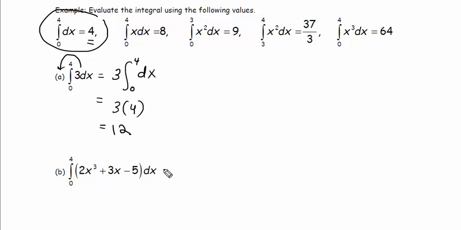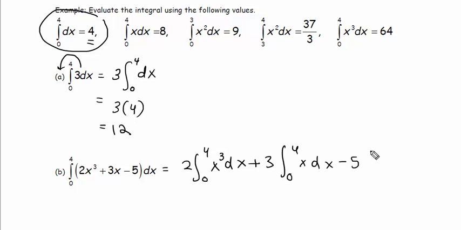Alright, next one. I'm going to split this one up into 2 integral 0 to 4 of x cubed dx plus 3 integral from 0 to 4 of x dx minus 5 integral 0 to 4 of dx, and then apply the rules.